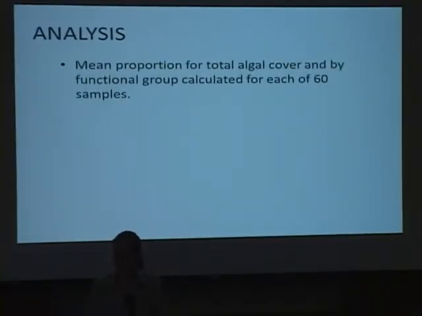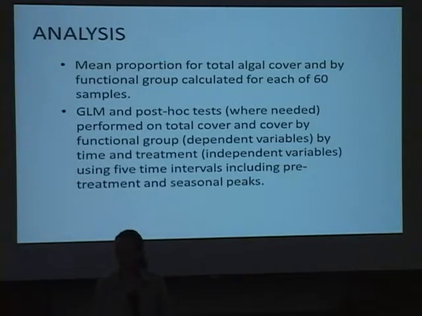For the analysis, we looked at the mean proportion of total algal cover and functional group for each of the 60 samples. So we looked to see if there is more or less algae in the control versus the restored plots. And we ran a general linear model and post hoc tests for the total cover and also the cover by functional groups by time and treatment. And then we also looked at different time intervals, including pre-treatment and seasonal peaks.